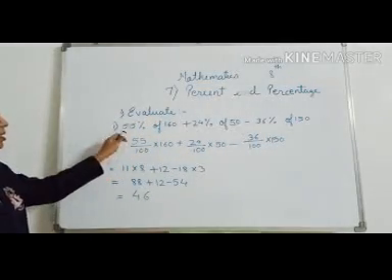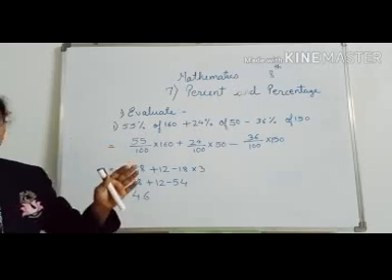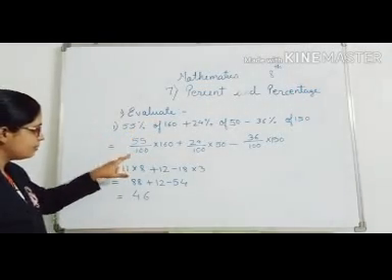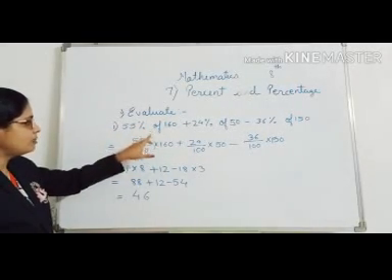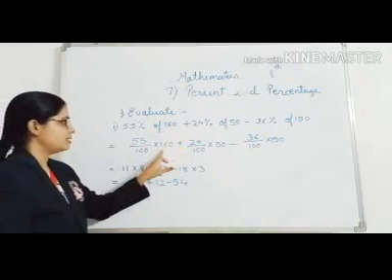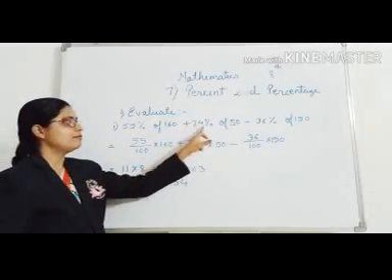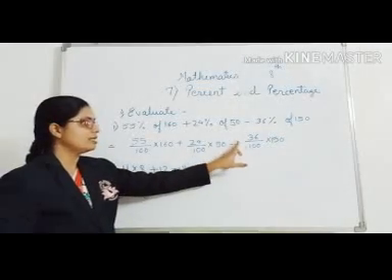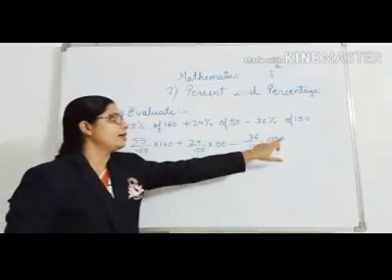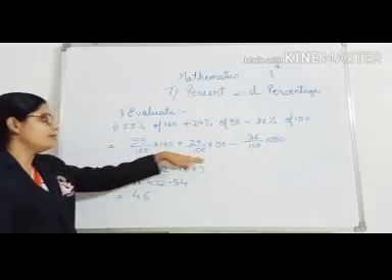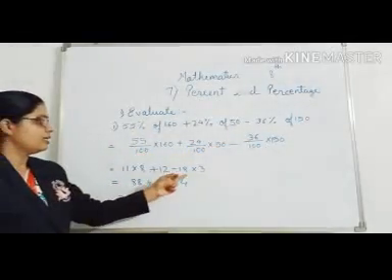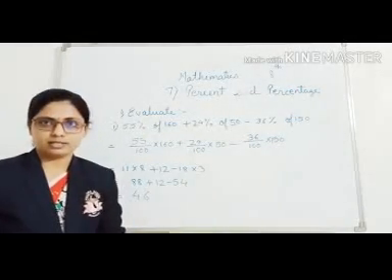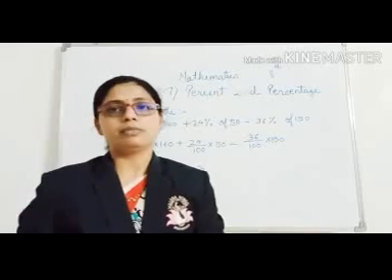Now in this question, 55% means 55 upon 100, then of means multiplication, and 160. Next, 24% of 50 means 24 upon 100 multiplied by 50, minus 36 upon 100 multiplied by 150. Now solve it. After solving we get this, and then afterwards we get the answer 46. So in such a way you can solve a simple example.